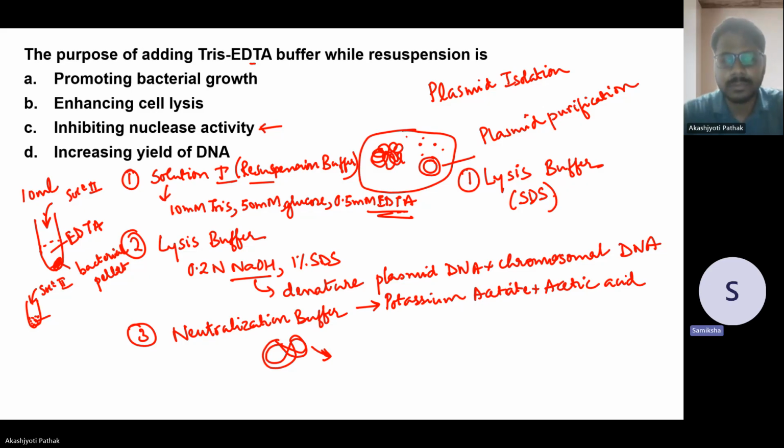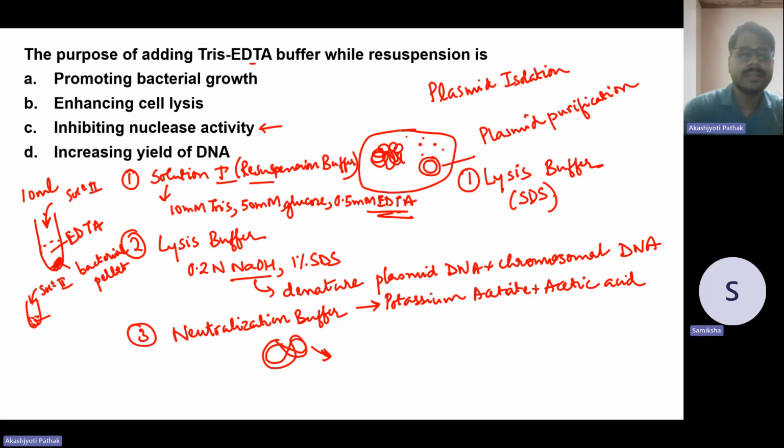Sir, what is the need of inhibiting the nuclease activity? So if you do not inhibit the nuclease activity, then what will happen? Your plasmid might also get degraded, because when the cell is getting ruptured, all the RNAs, DNAs which are present in the cell will also be present in your lysate along with your plasmid. But after that, we are adding different enzymes into neutralization buffer.